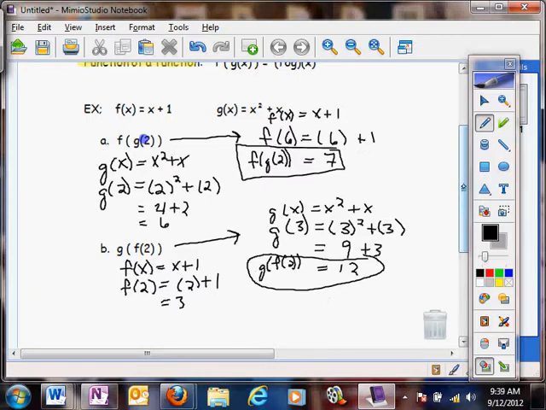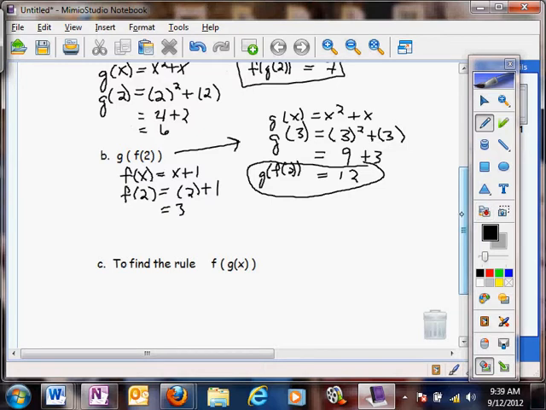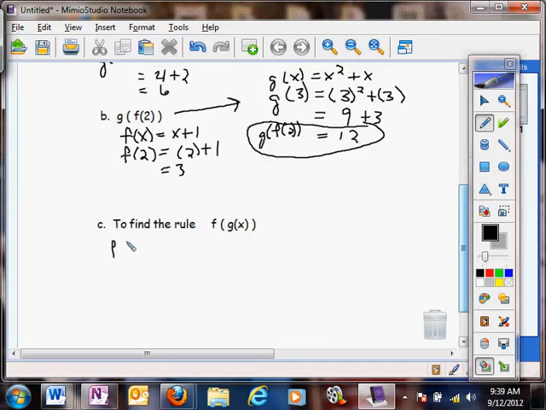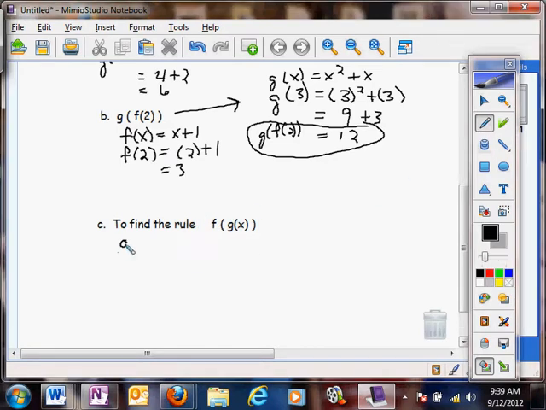Hopefully you found those not too difficult. Let's look at the final example. If I'm just looking for f of g of x, let's start from the inside out. Looking for g of x. So g of x is x squared plus x. But I want f of this. So I want f of x squared plus x, because this is g of x.